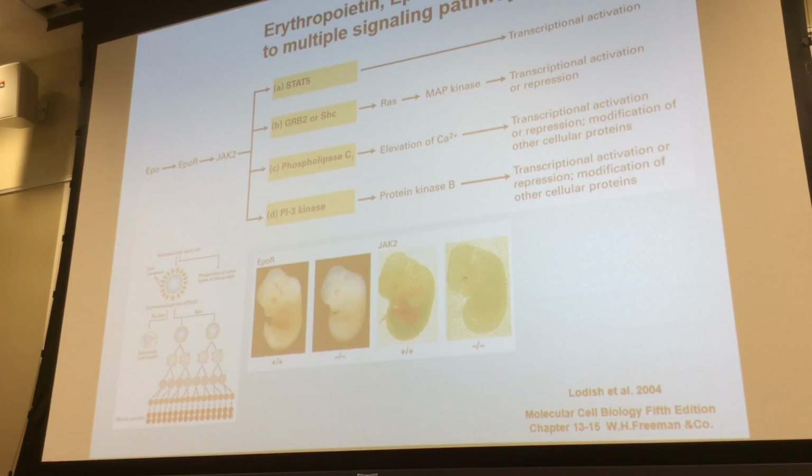So that isn't really so very different from the receptor tyrosine kinases, except that it required JAK to be bound in order to get the phosphorylation.